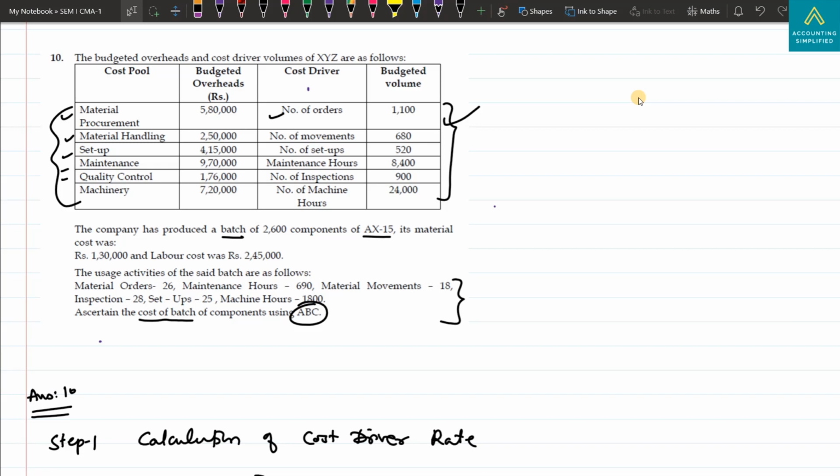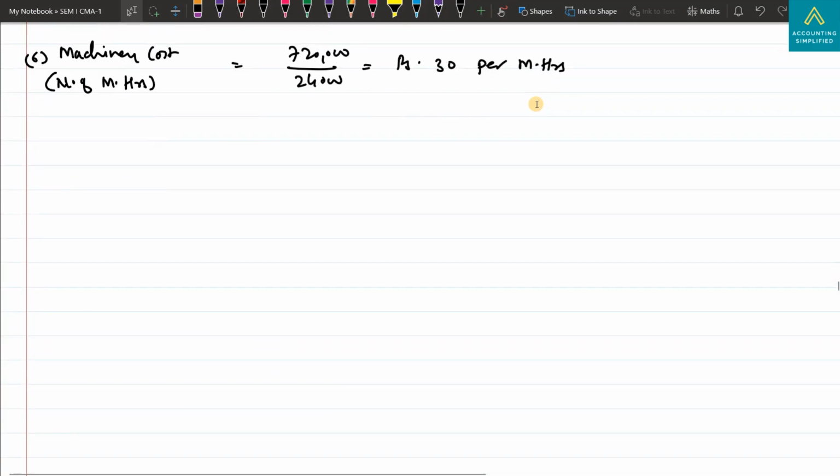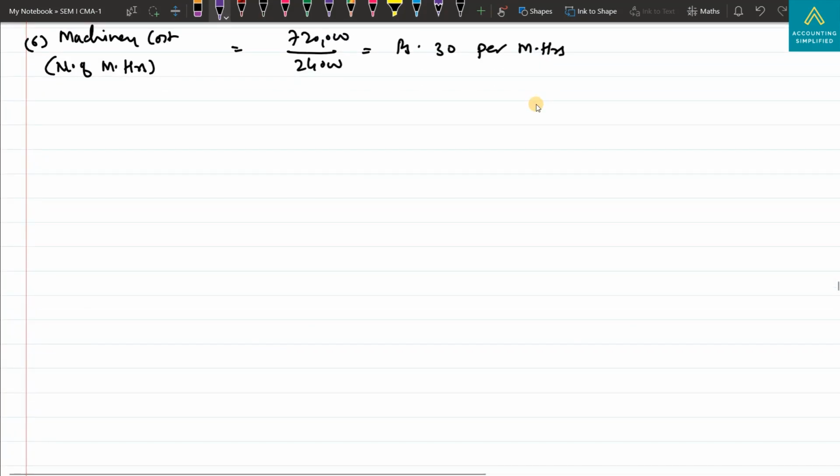Now the company is producing a batch of 2,600 components, and labor cost and material cost are given. The total cost we need to find out using ABC, right? So step number 2 is to find the cost driver rate per unit. Write down step 2.